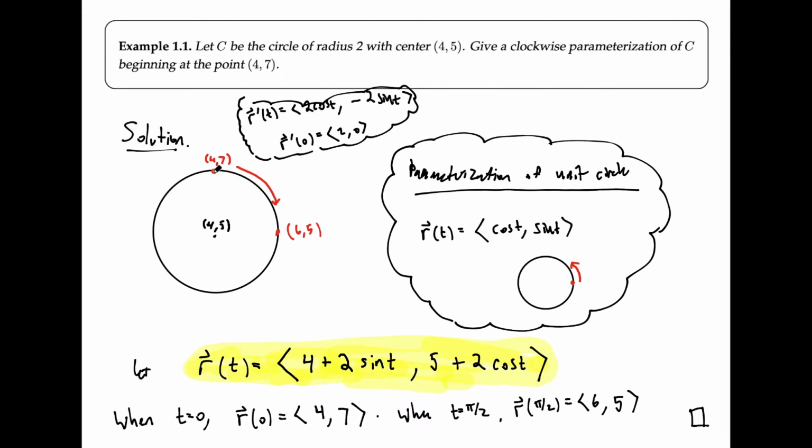At time 0, earlier we determined that we were at the point (4, 7). The vector (2, 0), starting at the point (4, 7), goes 2 units to the right and no units up. So that would look something like that. Again, r prime here is the tangent vector at this time, and it indicates the direction of travel. So this confirms that we're traveling in the correct direction. There you go.